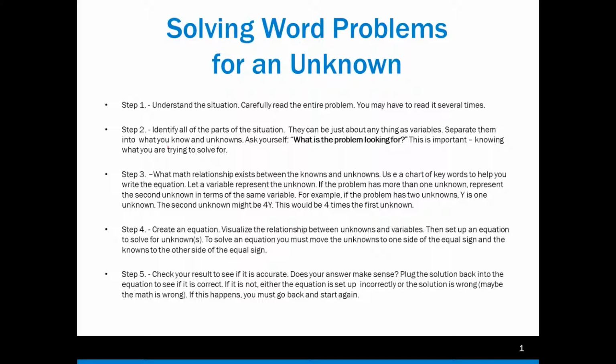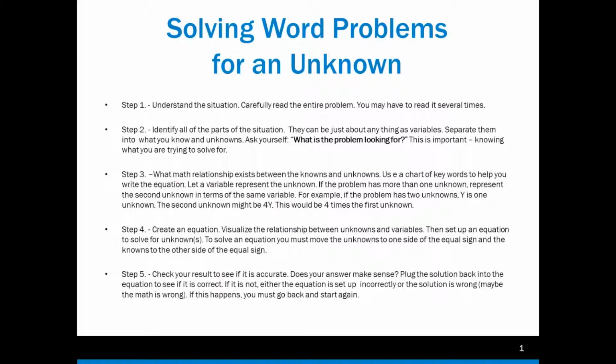Step number two, you need to identify all of the parts of the situation. These can be just about anything as variables, like money, cars, pizza pies. A variable can be just about anything. Separate them into what you know and you don't know, and then also ask yourself what the problem is looking for. This is important. You have to know what you're trying to solve. A lot of students will read the problem and have no clue what they're looking for, what they're trying to figure out, and they just start in and they're totally lost because they have no direction.